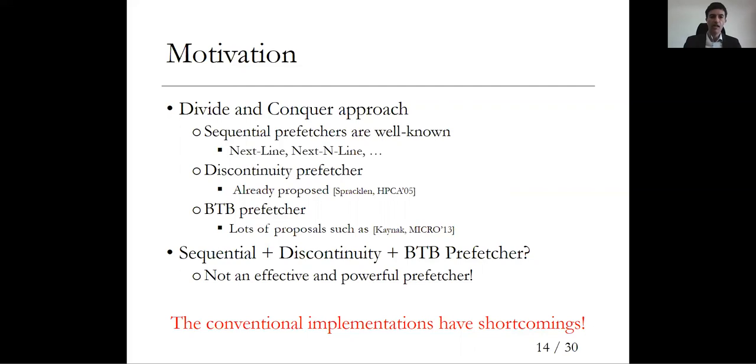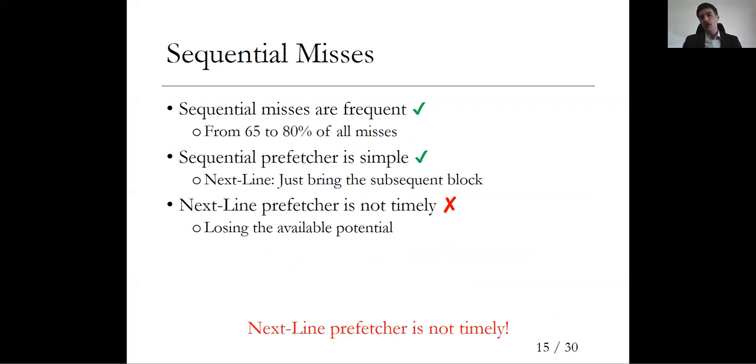What is the problem here? In the rest of the slides, I go over each component individually and try to convince you what the problem is with each component, and we will fix those problems. Let's start with sequential misses. Essentially, most of the instruction misses that we observe are sequential misses. Somewhere between 65 to 80% of all cache misses are sequential misses. And a sequential prefetcher, like a next-line prefetcher, in theory, should be able to eliminate all of those sequential misses. What is the problem?